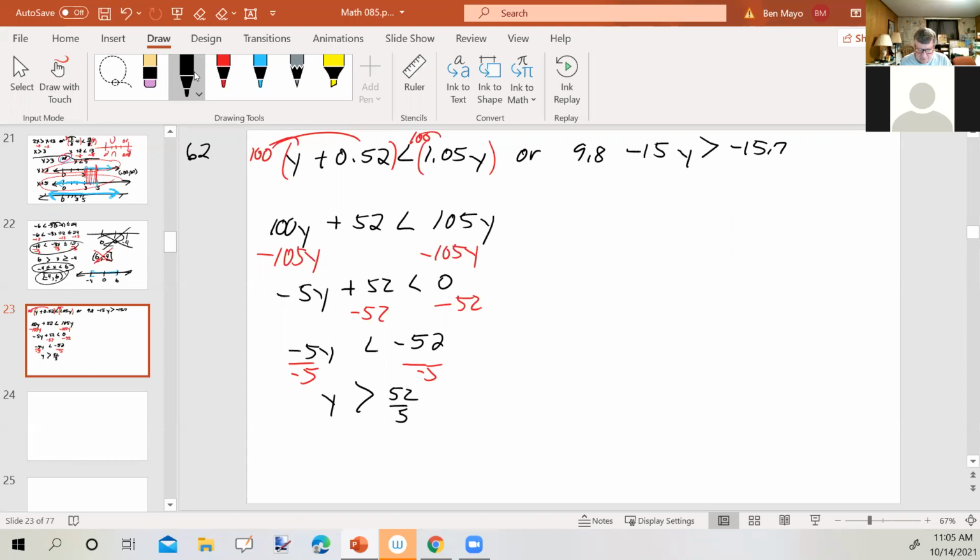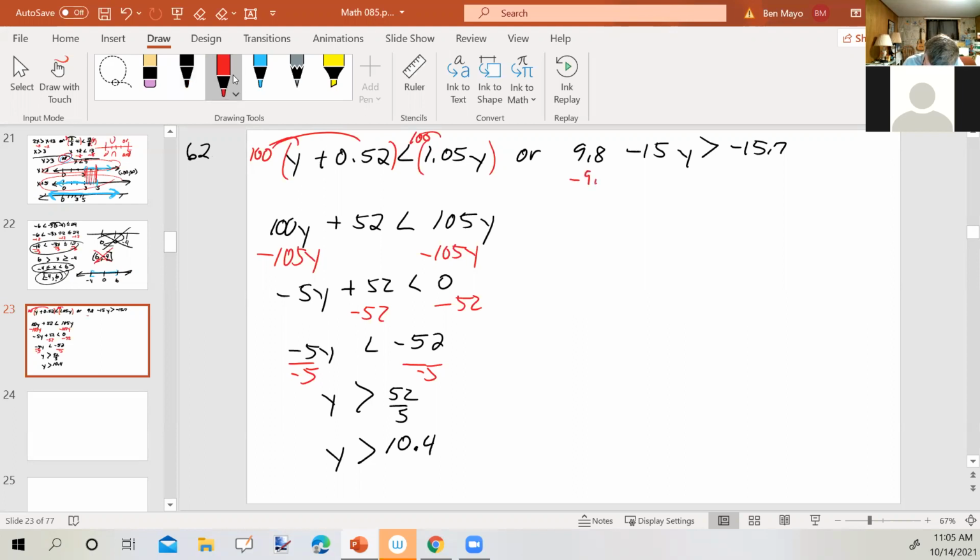Okay, y 52 fifths, negative divided by negative is positive. Okay, I've divided both sides by a negative number, so I'm going to change the direction of the inequality sign. 52 fifths is 10.4. Now, why would I change it to 10.4? I wouldn't have to, but since my original problem had decimals, I'm just going to go back to decimals. All right, let's take a look at the second inequality.